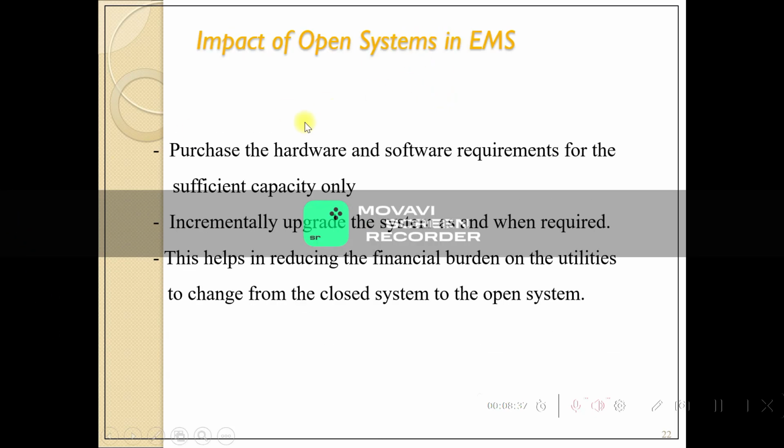Impact of open system in EMS: purchase the hardware and software requirement for sufficient capacity, and incrementally upgrade the system.